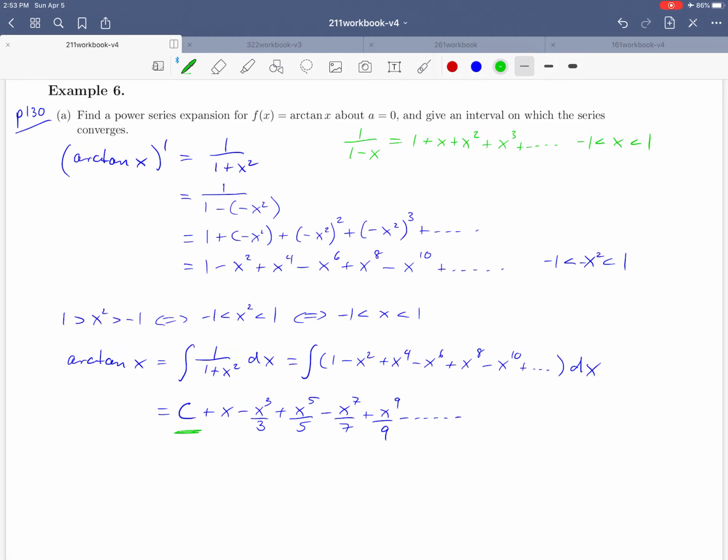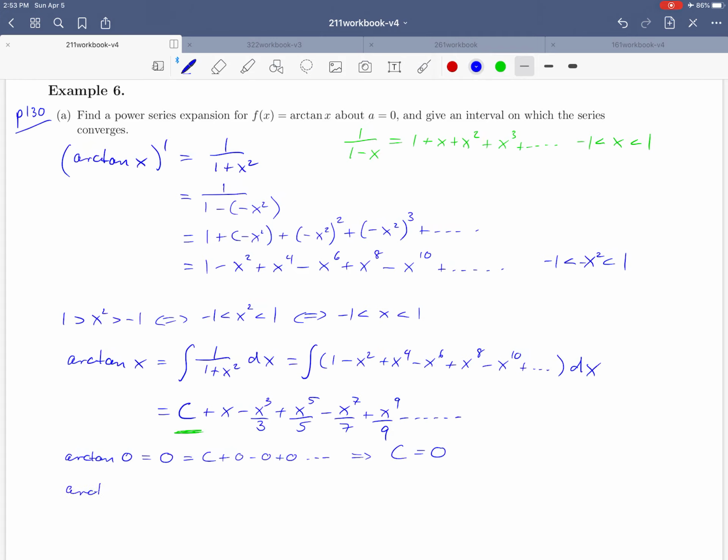Now, what are we going to do with this c right here? We want to know what arctangent of x is equal to, and we can't have an arbitrary constant in there. So fortunately, we know the arctangent of 0. We know that the arctangent of 0 is 0. And we can use that to find our value of c. So we have c plus 0 minus 0 plus 0 and so on. That means that c has to be 0 as well for this equation to be true.